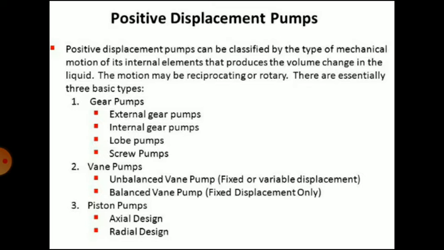There are essentially three basic types. First type is gear pumps. It is classified as external gear pump, internal gear pump, lobe pump and screw pump. Second category is vane pumps. It is classified as unbalanced vane pump, also called fixed or variable displacement, and second, balanced vane pump, which is fixed displacement only. And the third category of positive displacement pump is piston pumps. It is classified as axial design and radial design.